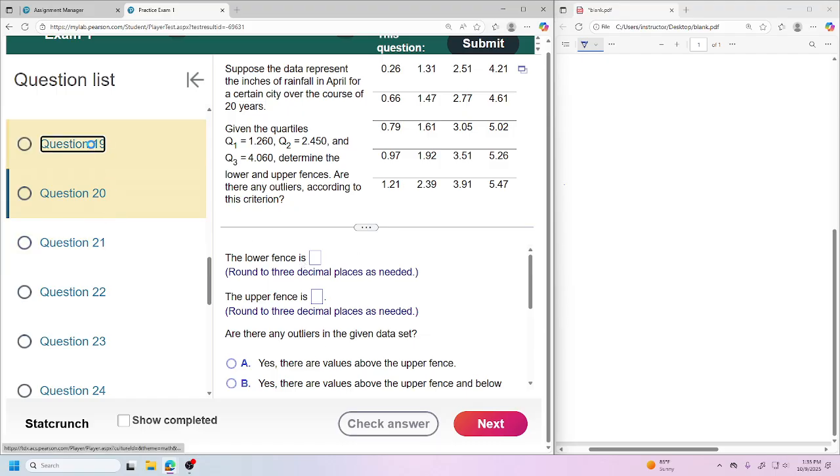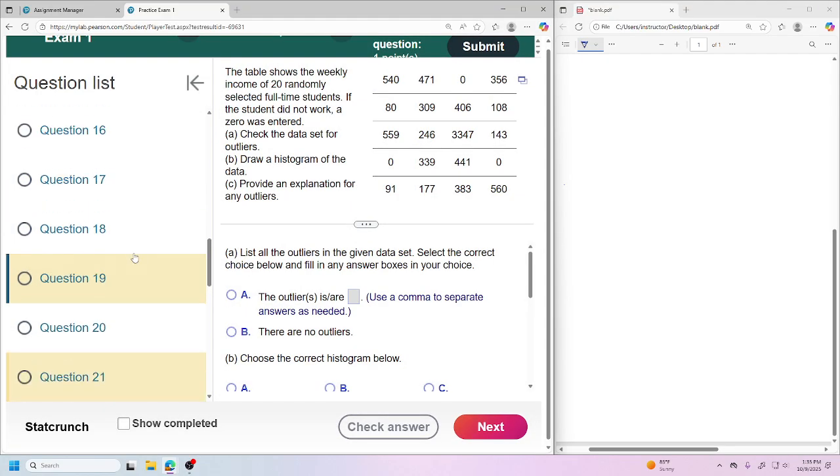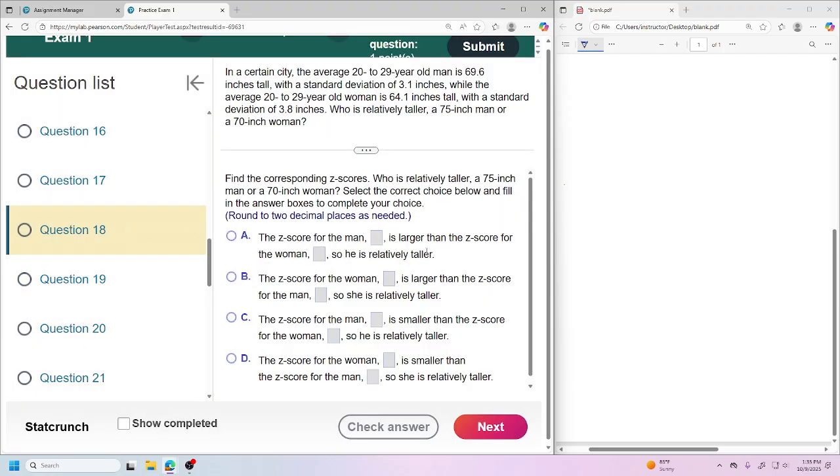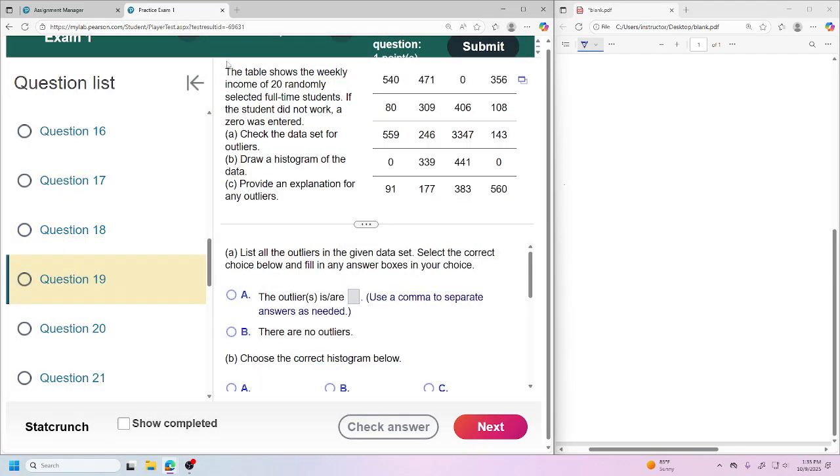Oh, we didn't do the fences yet. We're going to have to do that one for sure. Okay, let me back up a bit. I think we did the z-scores. I'm pretty sure we did z-scores. Okay, cool. Let's start here.